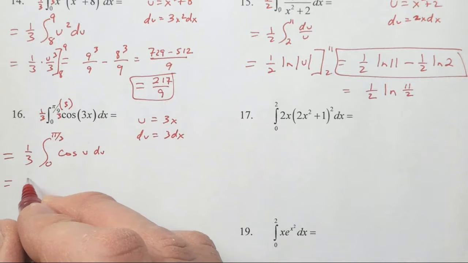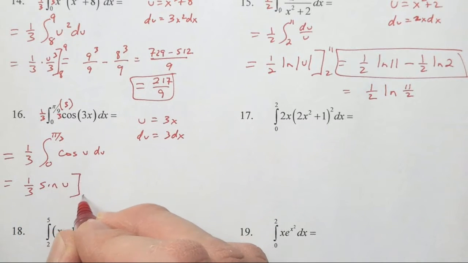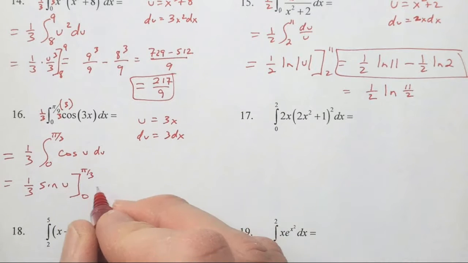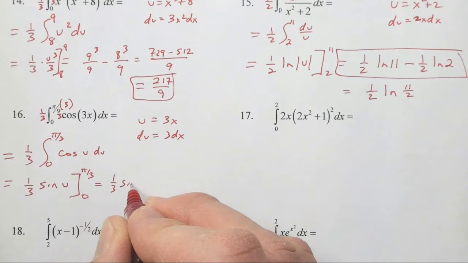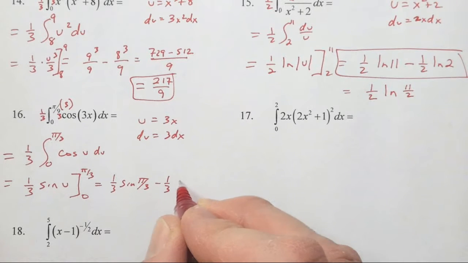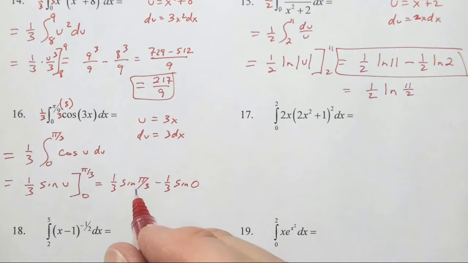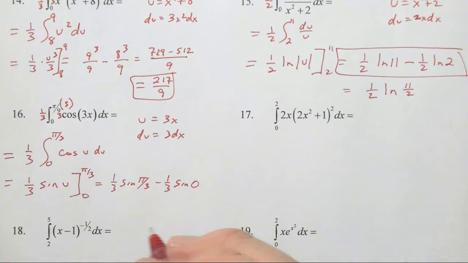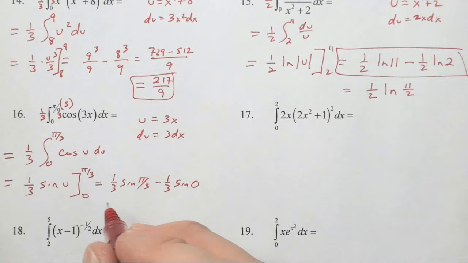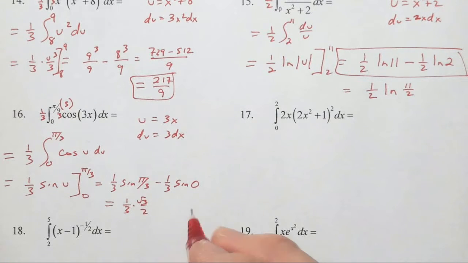The antiderivative of cosine is sine. So we have 1/3 the sine of u being evaluated from 0 to pi over 3. So that means we have 1/3 of the sine of pi over 3, which you need to know from your trig chart, minus 1/3 the sine of 0. Sine of 0 is 0. The sine of pi over 3 is radical 3 over 2. So this is 1/3 of radical 3 over 2, or root 3 over 6.